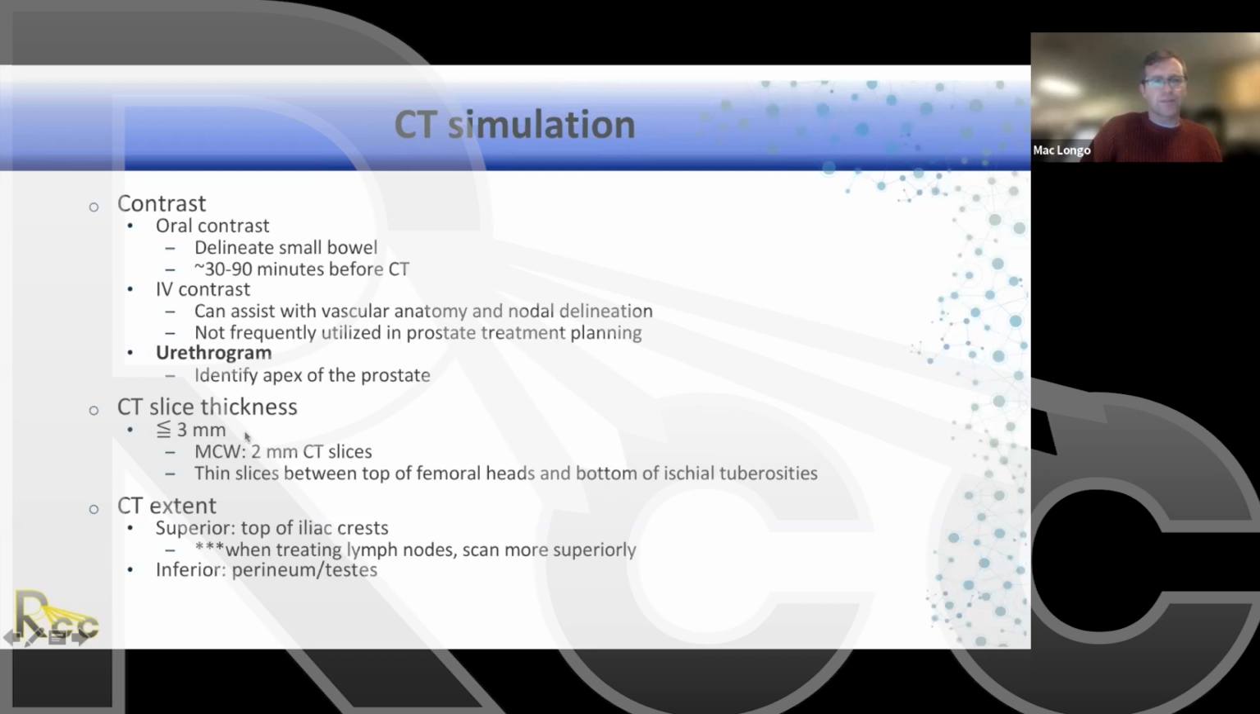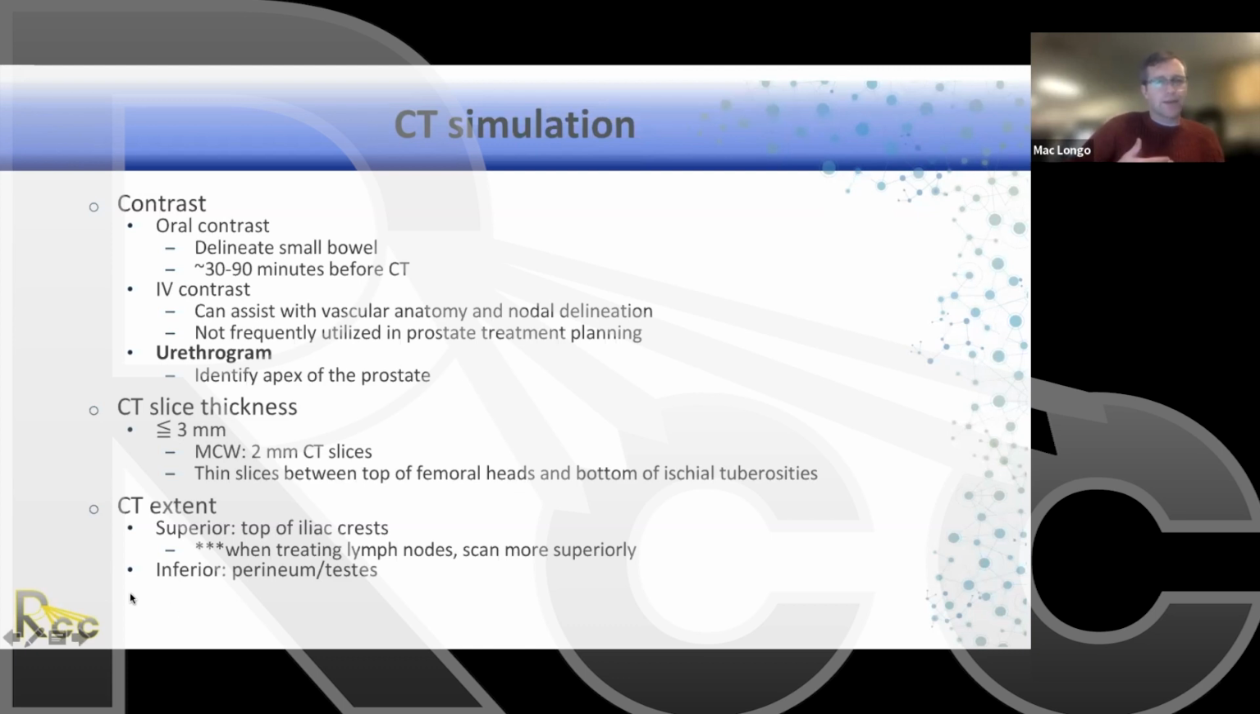I think it's important to talk about CT slice thickness. It's recommended that for prostate cancer treatment planning that CT slices are less than 3 millimeters. It's our standard at the Medical College of Wisconsin to use 2 millimeter CT slices. For those of you that it's difficult to do, one suggestion is to use thin slices from the top of the femoral heads to the bottom of the ischial tuberosities, the area where the prostate is, and then larger 5 millimeter slices over a larger area.